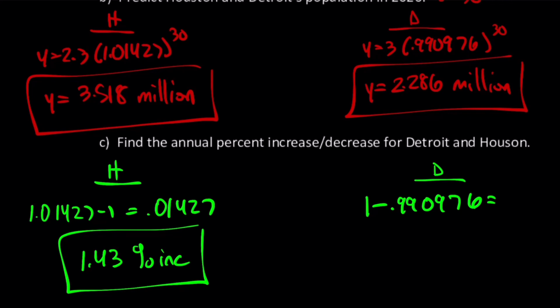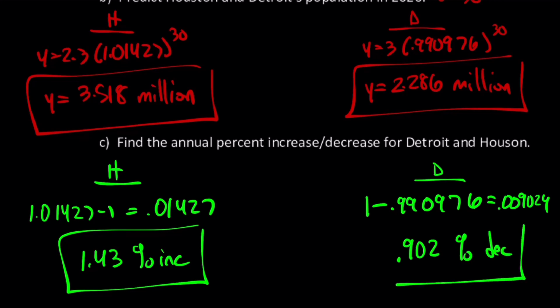And then for Detroit, since it's less than 1, I have to take 1 minus 0.990976. And I got 0.009024. Move it over 2 places. So that's 0.902% decrease. I went to nearest thousandth there.